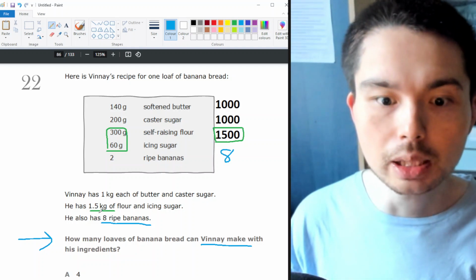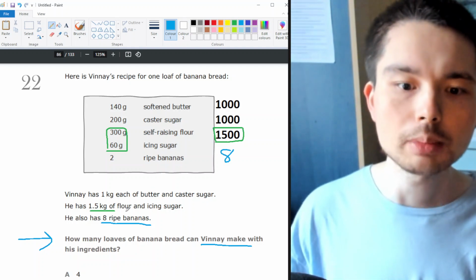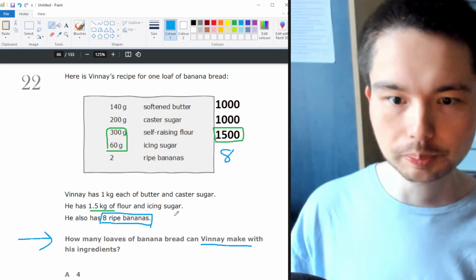I've just written the numbers here based on this. Now, which numbers do you fill in first? The smallest numbers.